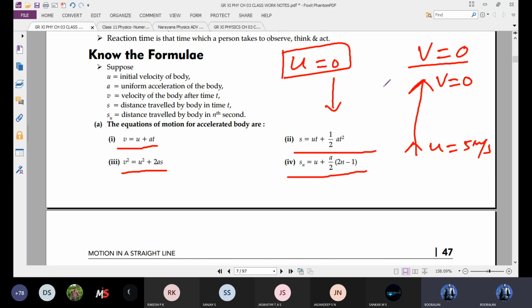Okay, so this is one condition. Another one: stop. A car moving at 100 km per hour, after a certain situation, applies the brake. The car comes to rest. So in these two words, it means stop, or otherwise, come to rest.